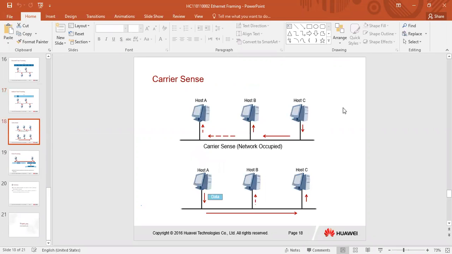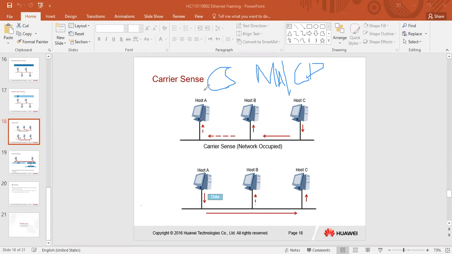Next is carrier sense. As in the previous class, we have already discussed that there are two types of carrier sensing. One is called CSMA/CD, carrier sense multiple access with collision detection. If you have any problem in this topic, you can ask.